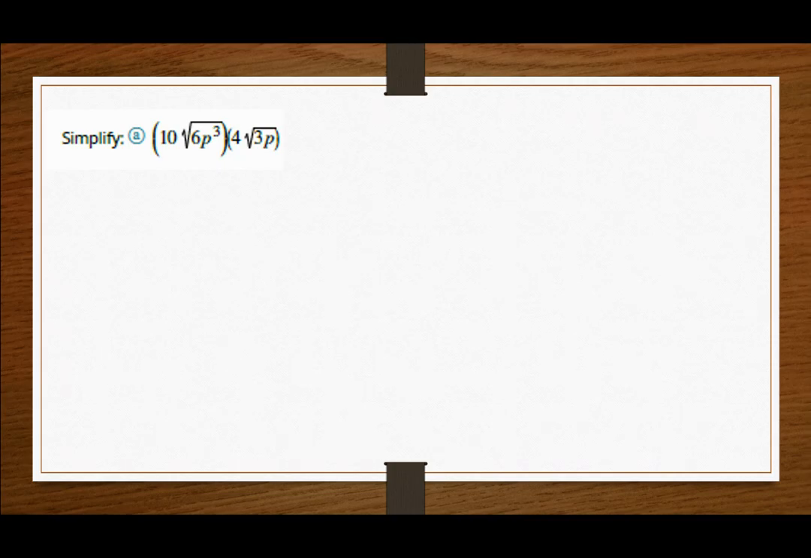Again, looking at my coefficients, I've got the product of 10 times 4 giving me 40. My two square roots can multiply in this case to give me the square root of 6 times 3, which is 18, p to the third times p to the first, giving me p to the fourth. What is this expression going to split apart into? So again, I want to split it up into perfect squares and non-perfect squares. Inside of 18, I would split it by using the factors 9 and 2, where 9 is the perfect square and 2 is the trash factor.